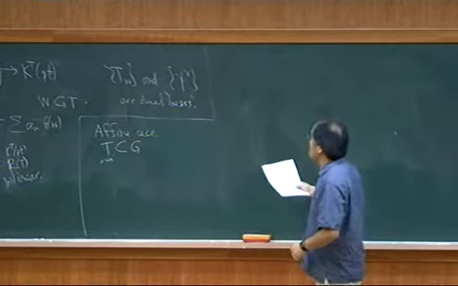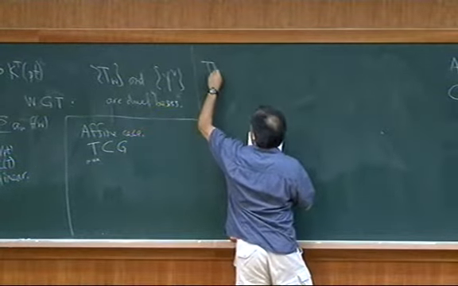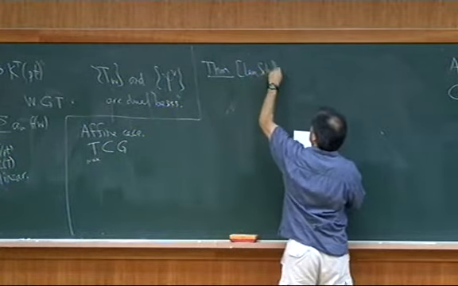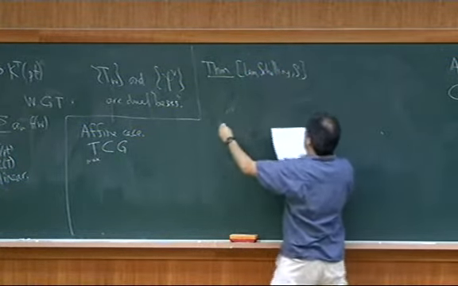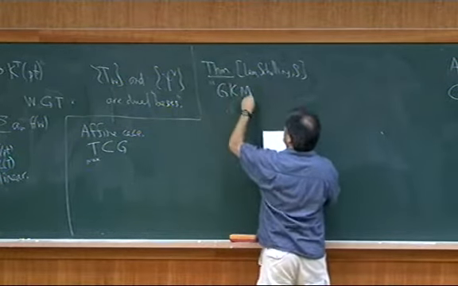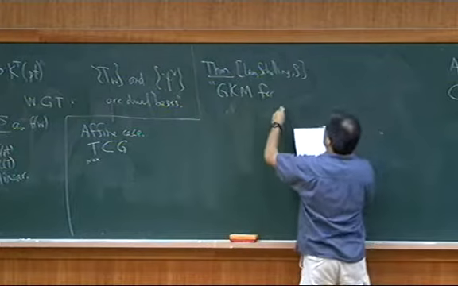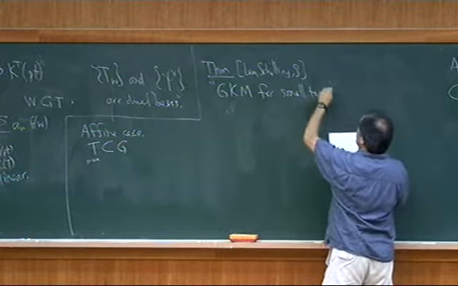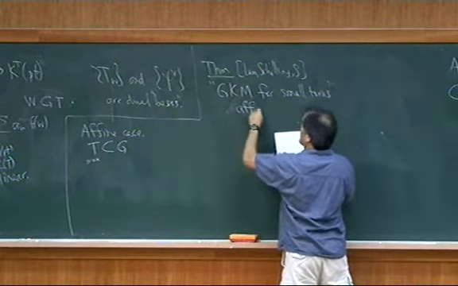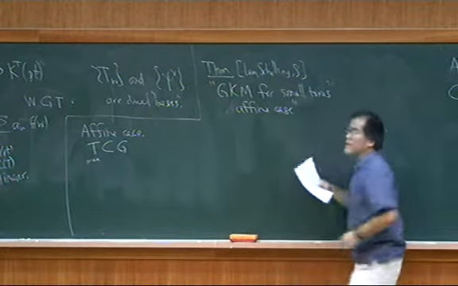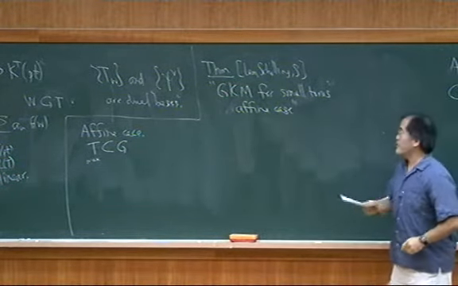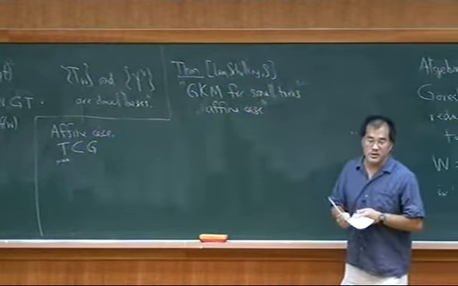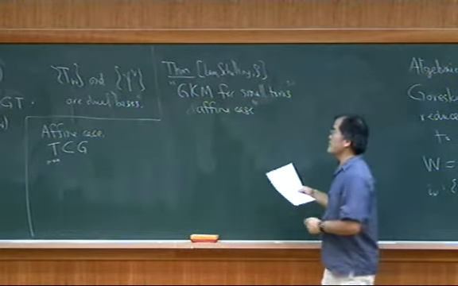So our first theorem is sort of a GKM for a small torus in the affine case. And lest you think that we just pulled it out of thin air from our brilliance, what we did is we took an analog in K theory of a different result of GKM.